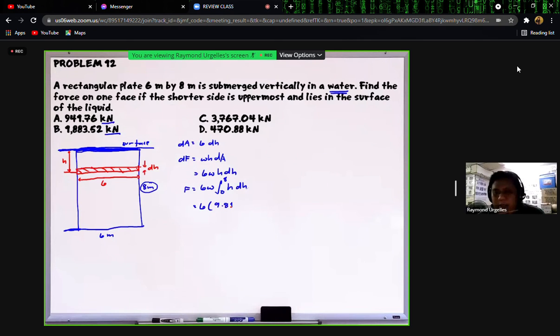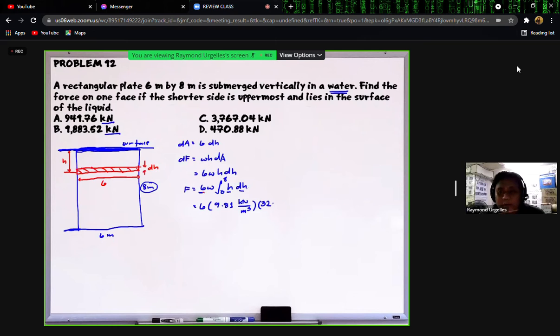So this is kilonewton, di ba? Therefore, SI units ang gagamitin natin. So let's use 9.81, which is kilonewton per cubic meter, di ba? Then multiplied by our integration. When we integrate that, it's just x dx from 0 to 8, so you will get 32, di ba? And this will be meters times meter.